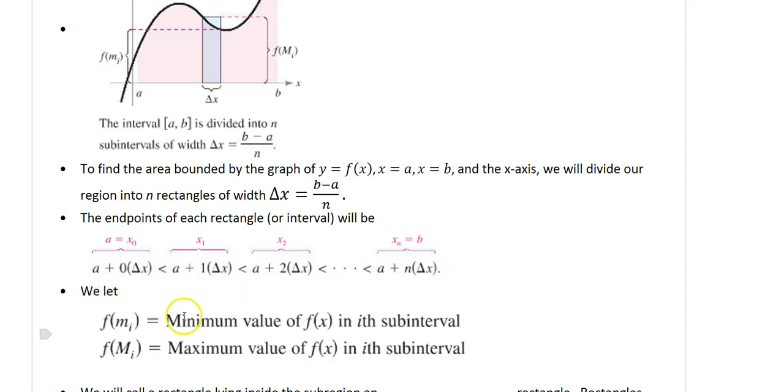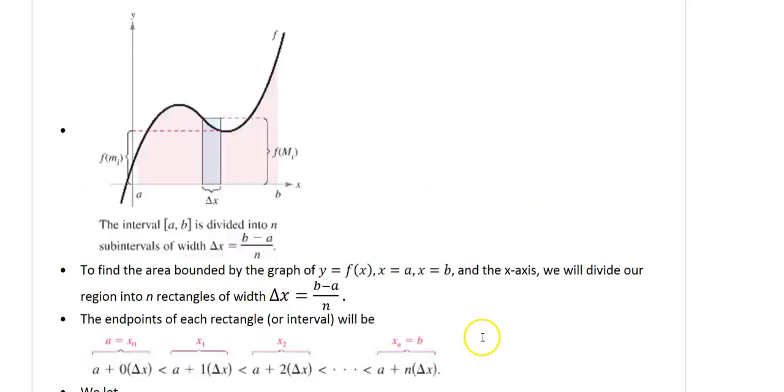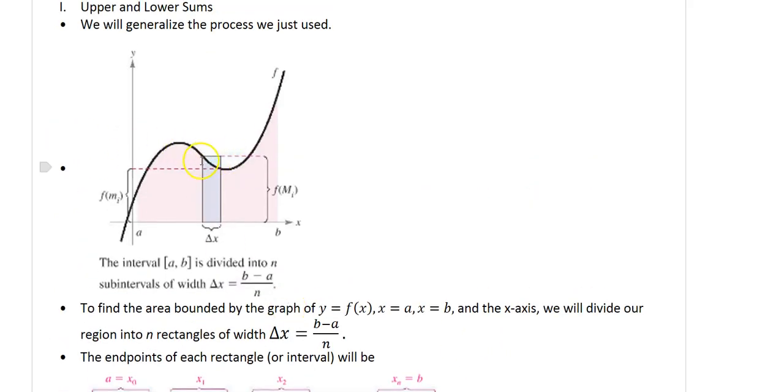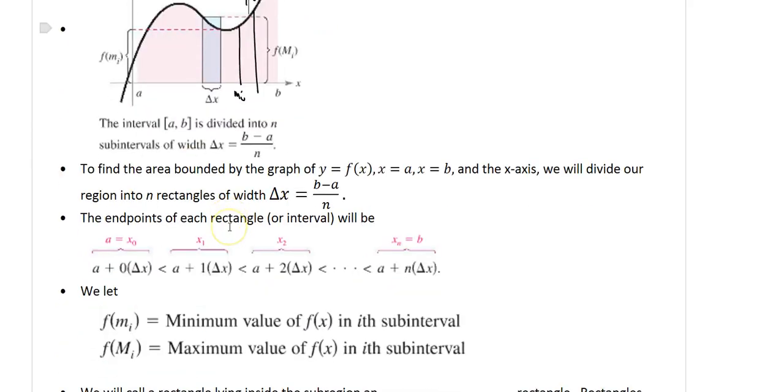Okay, so we let f of little m sub i be the minimum value of f of x in the ith subinterval, and we let f of capital M sub i be the maximum value of f of x in the ith subinterval. So if you're graphing this thing, you can see that for this rectangle, this would be the lowest point, this would be the little m sub i, and this would be the capital M sub i. But if you were looking at a different interval, let's say you were over here, that would actually swap places. So this one would give you the little m sub i, and this one would give you the capital M sub i. It just depends on what direction the graph is going.